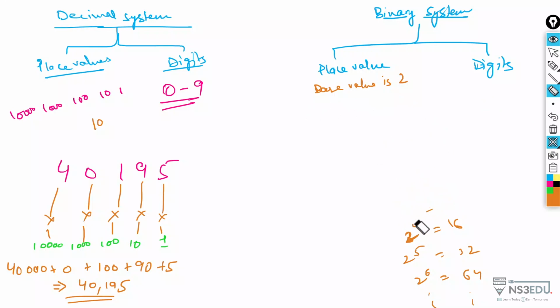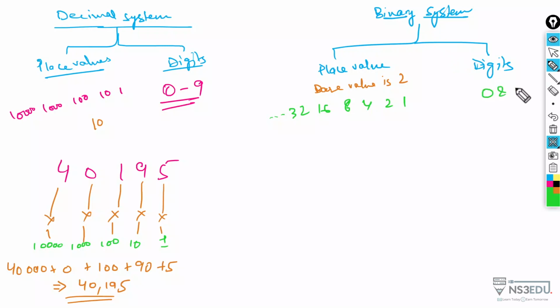So let me write it down. Here we have the place values of 1, 2, 4, 8, 16, 32, and so on. Meanwhile, in the binary system there are only two digits, 0 and 1, nothing more than that. In decimal we have digits from 0 to 9, 0, 1, 2, 3, 4, 5, 6, 7, 8, 9. Meanwhile in binary we have 0s and 1s.